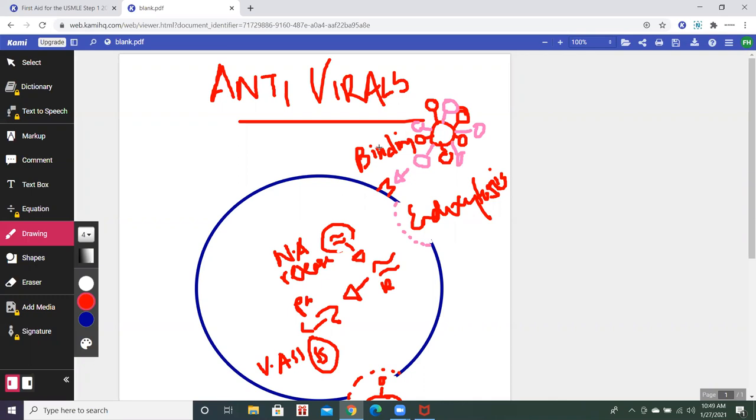Yes or no? Mechanism of action of interferons. What is the mechanism of action of interferons? Did we study the mechanism of action of interferons? Can you guys hear my voice? Yes or no?